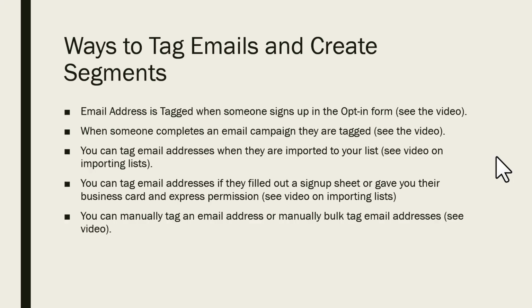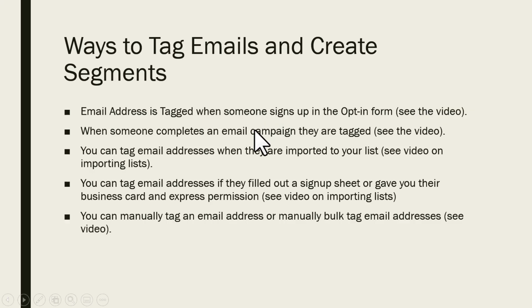Now, the ways to tag emails and create segments. Let me just give you some examples. As I've mentioned, the email address is tagged when someone signs up in the opt-in form. So if somebody signs up in an opt-in form to get a lead magnet on how to be healthy and fit walking 20 minutes a day, then you would tag them with interest in walking.